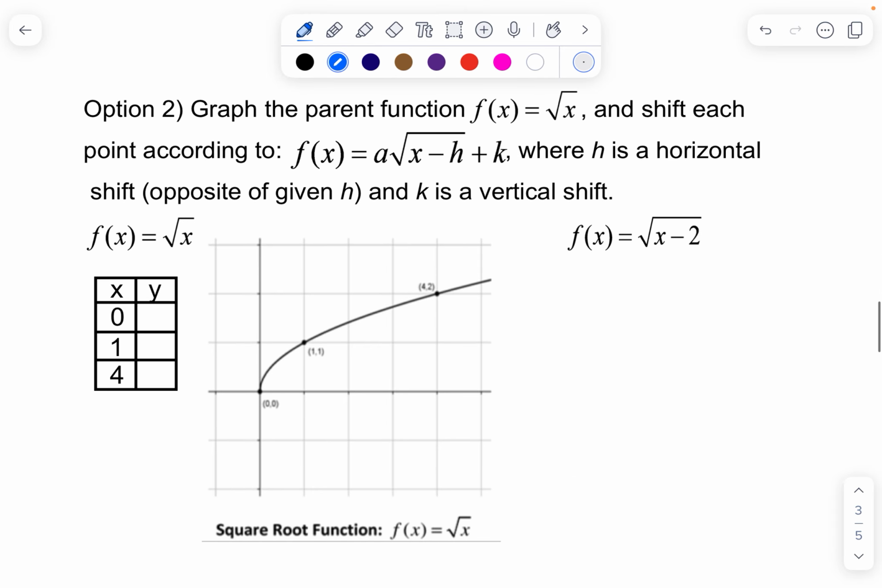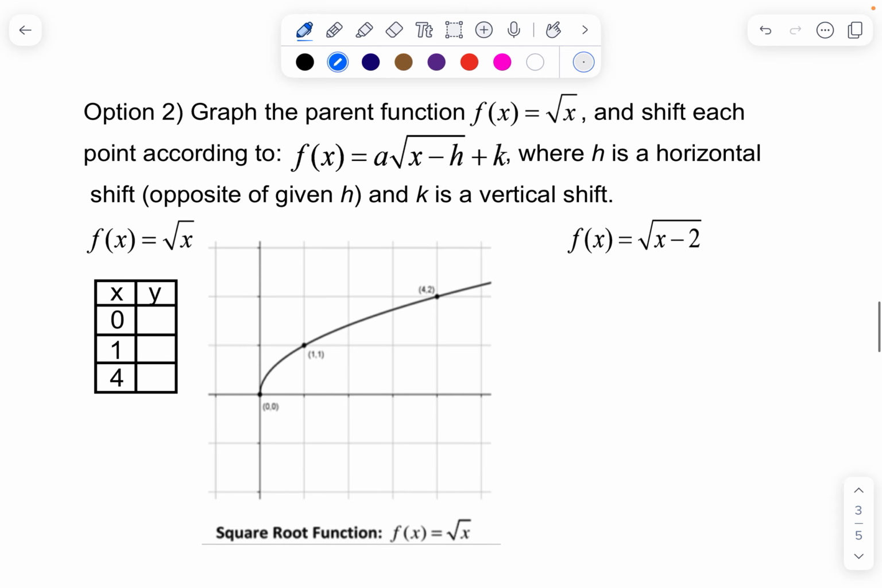Well, option 2 here is to first graph the parent function, f of x equals the square root of x. Then shift each point according to f of x equals a times square root of x minus h plus k, where h is the horizontal shift. Notice that it's x minus h, so it's opposite of what's given. And k is a vertical shift. You don't have to go opposite there. It's exactly verbatim as what they give you.